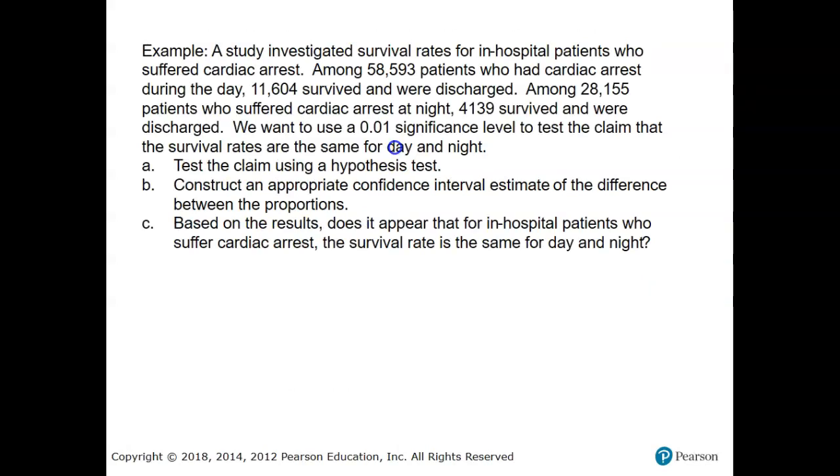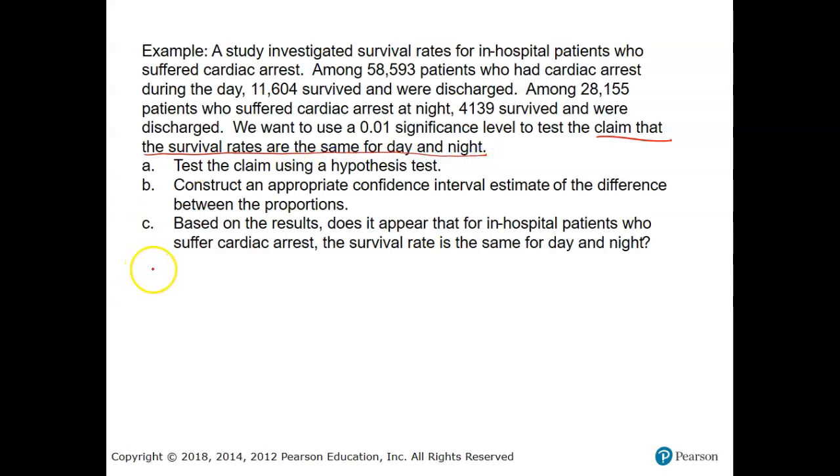Okay, here's an example that I would like for you to try. So go through, test the appropriate claim, construct the appropriate confidence interval, and then see if you can answer the question that follows. All right, so we've got a study that investigated survival rates for in-hospital patients who suffered cardiac arrest. Among 58,593 patients who had cardiac arrest during the day, 11,604 survived and were discharged. Among this number of patients who suffered cardiac arrest at night, this number survived and were discharged. We want to use a 0.01 significance level to test the claim that the survival rates are the same for day and night.